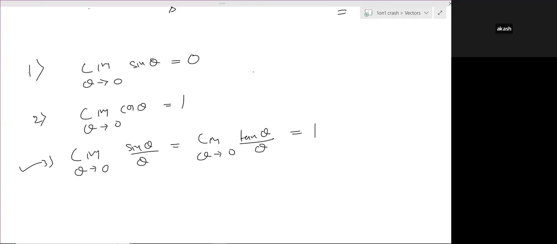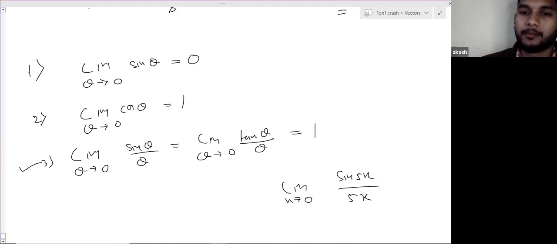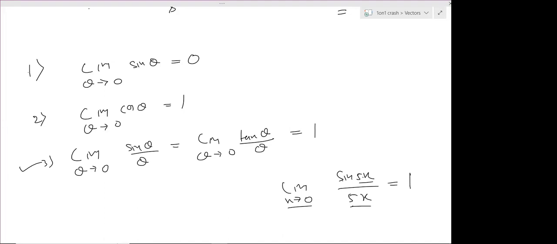And remember, when I write theta, this means any angle which is in sine. You can have 5x, 10x, 8x. If you have sine 5x divided by 5x, with limit x tending to 0, so if 5x is theta, then theta is tending to 0, and we have sine theta upon theta. So this will directly result in 1. All right. Please note it down.